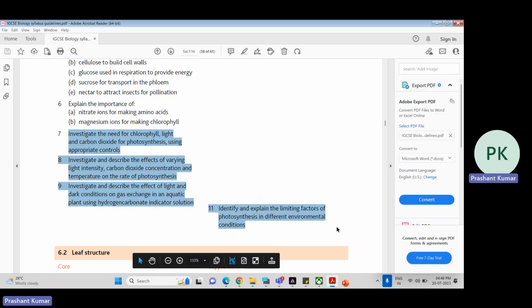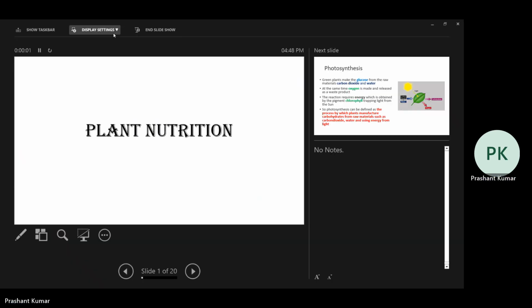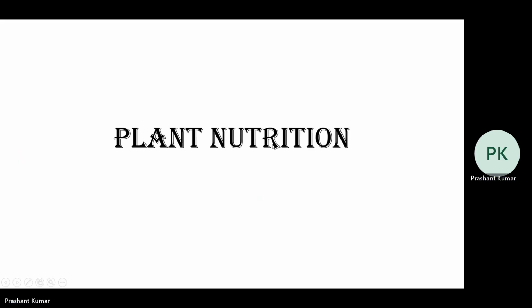So let's begin. So let's begin with the topic. We are going to discuss what is plant nutrition. In plant nutrition, we basically will discuss photosynthesis and how the leaf is adapted to perform the process.